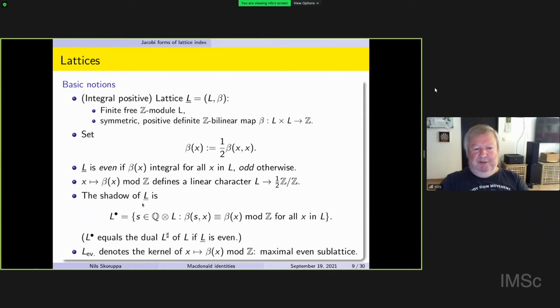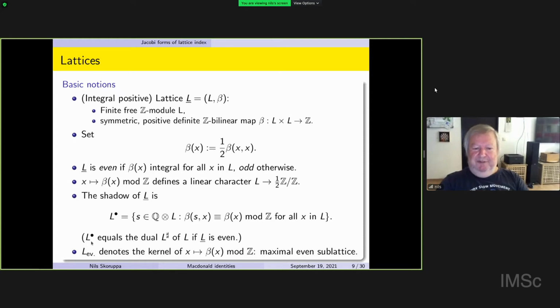So what is a shadow? You take the lattice L and tensor it with Q, so that you get a Q vector space, and then look at all s such that beta sx, for all x in the lattice, is always an integer, congruent 0 mod Z. Then we have the dual lattice, but that's not what we want here. If beta x is always an integer, it's nothing else but the dual lattice. But if L is an odd lattice, it's different, and this definition makes it so that it's not just L star, the dual lattice L sharp.